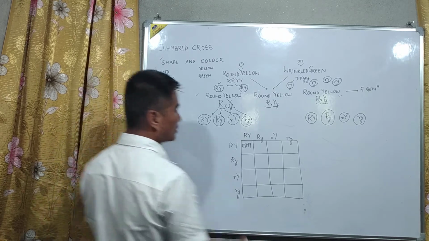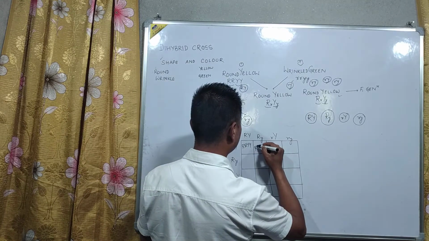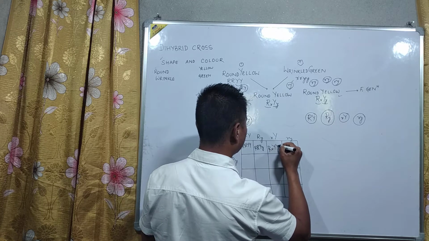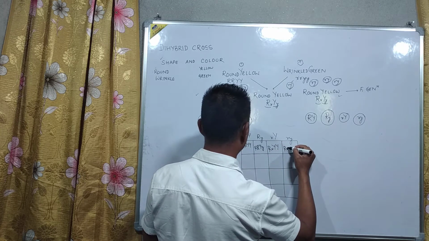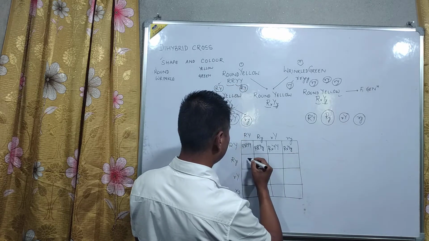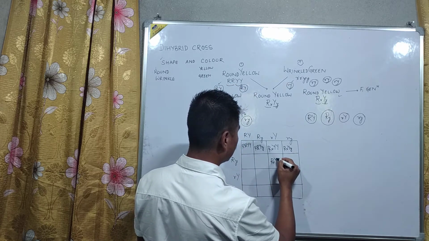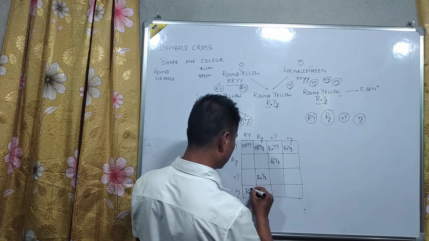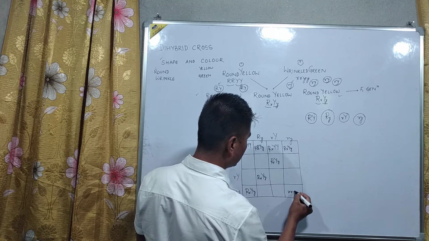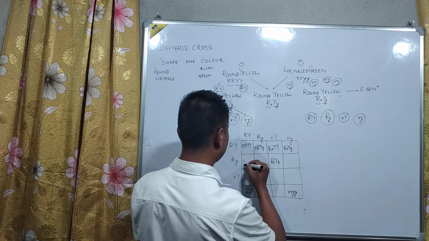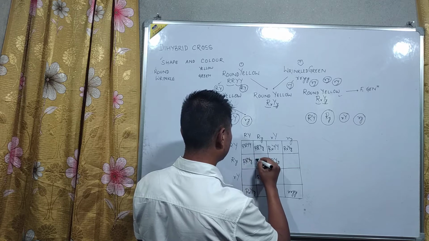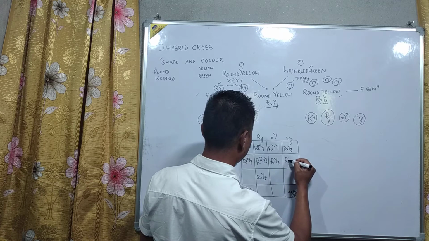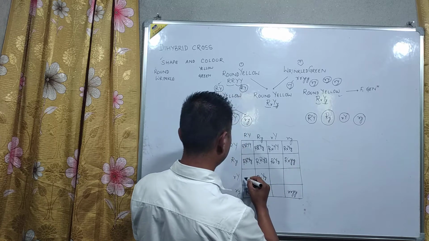So here we have RRYY, RrYY, Rr Yy. Here we have this.